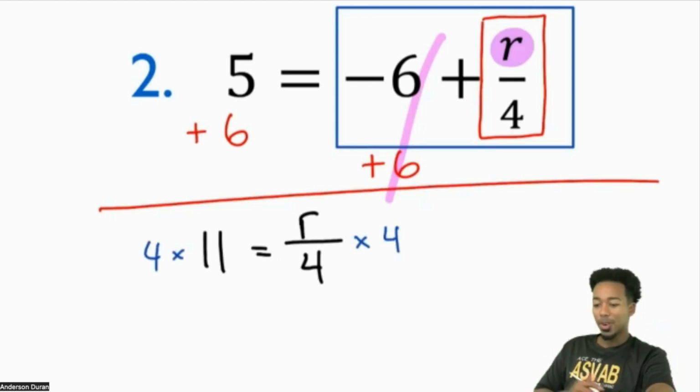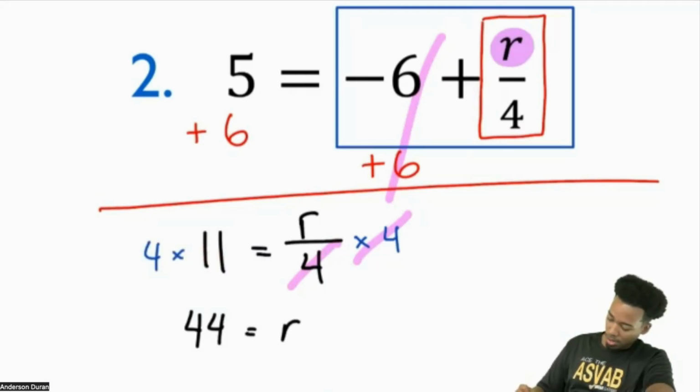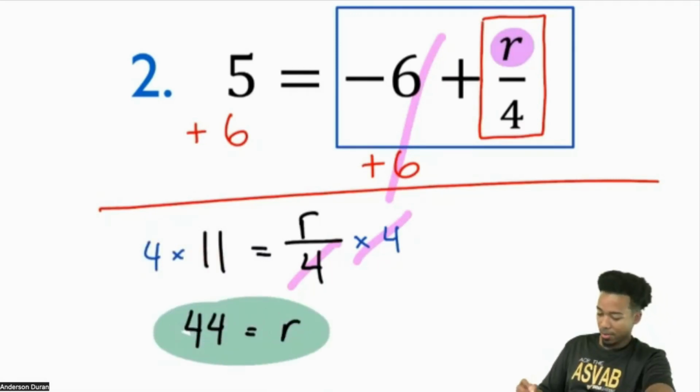Boom. So with that, boom, multiplies by 4, gets rid of that dividing by 4. And then we have 4 times 11, which is 44. And there's your answer right there.